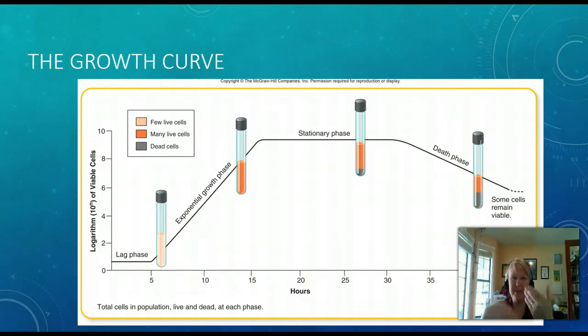It's kind of like in a big city, right? There's not tons of space. And so what happens is some of the microbes are going to begin dying, and they're going to die at the rate the new cells are being made. And so that's why it flattens out. And this is your stationary phase.